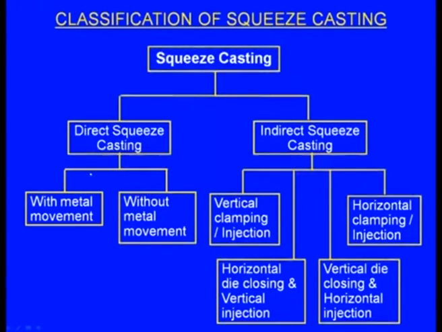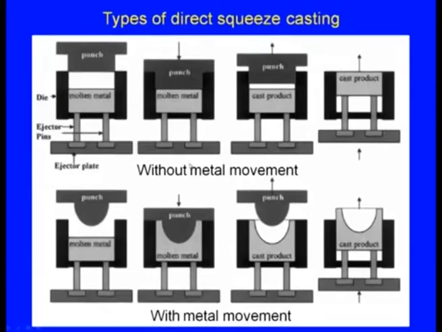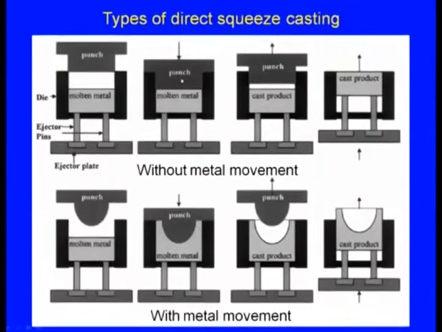Under the direct squeeze casting process we have two types: one is with metal movement and the other is without metal movement. Let us see what these are. Without metal movement, we see here: this is the die, and this is the molten metal, and the punch is directly coming down and applying pressure downwards. Here the punch is totally closing and applying pressure.